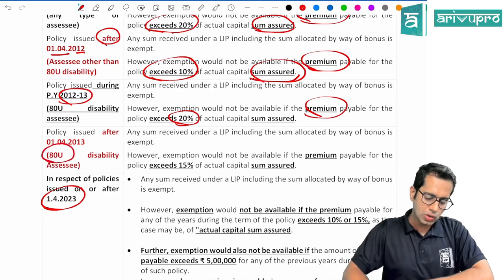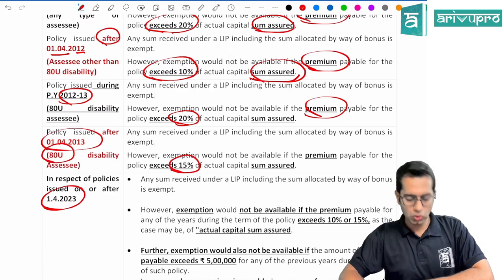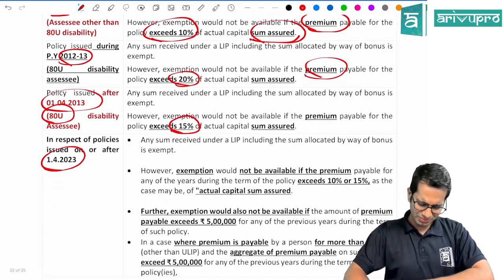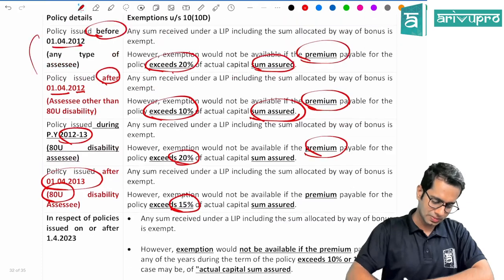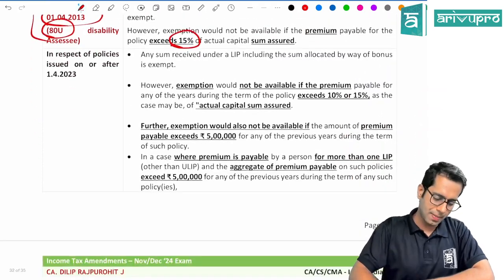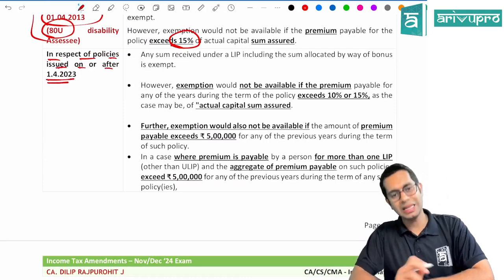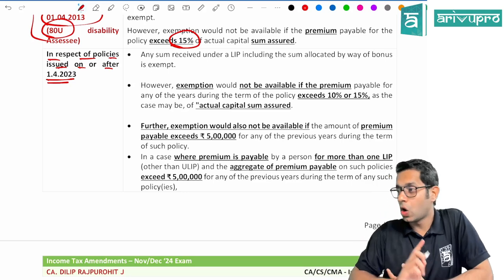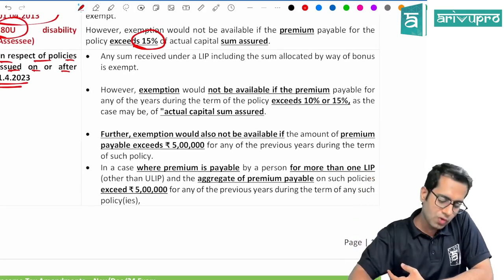And if you are an ATU disability person, the limit was 15% if the policy is issued after 1/4/2013. Now, anyway, this is something which we have already discussed in the class. Now comes the amendment part. In respect of policies issued on or after 1/4/2023, exemption will be given only if you satisfy the following condition.